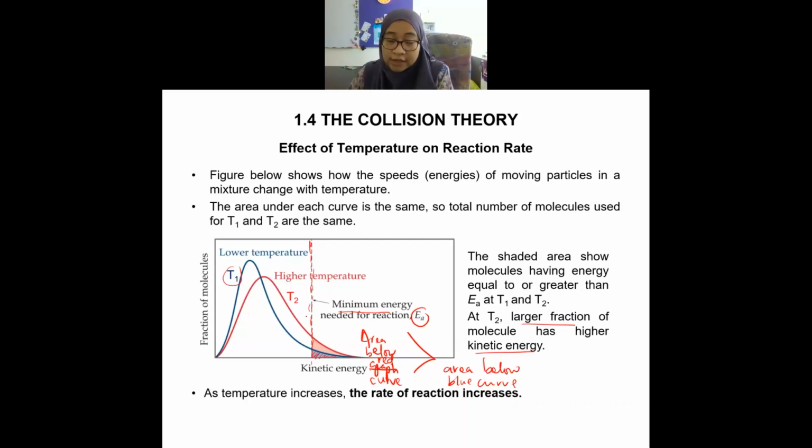At T2, the red graph lah, the red curve, a larger fraction, more molecules have higher kinetic energy, and therefore they can overcome the EA. So as temperature increases, the rate of reaction increases. That's the relationship that we learned so far. Temperature increases, the rate of reaction increases. Due to what? This is the reason why: because more fraction, more molecules can overcome the EA.